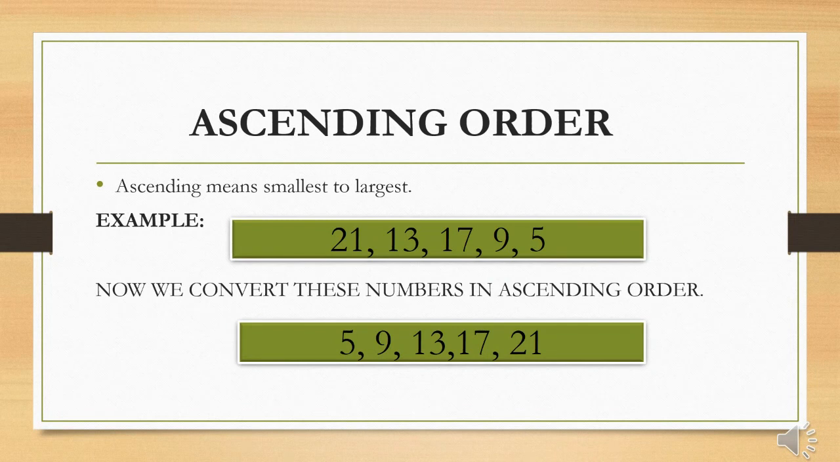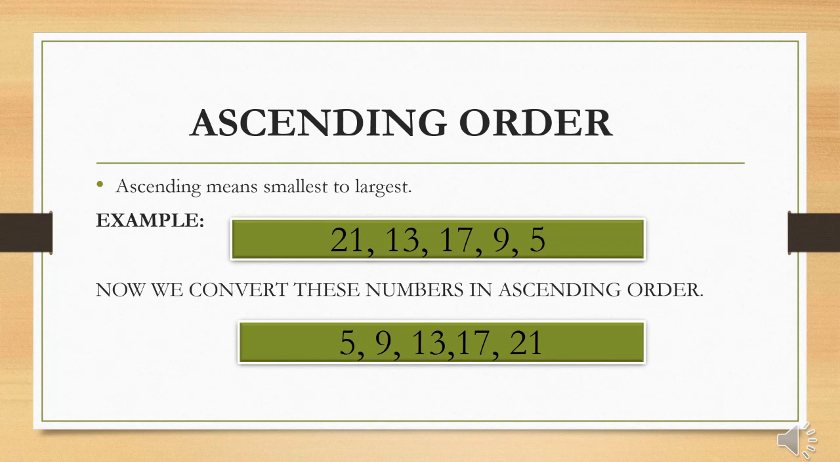Now I will explain ascending order. Ascending means smallest to largest. For example, we have numbers like 21, 13, 17, 9 and 5. These numbers are not in order. To convert them into ascending order, we need to pick the smallest number first, then the second smallest, and so on.